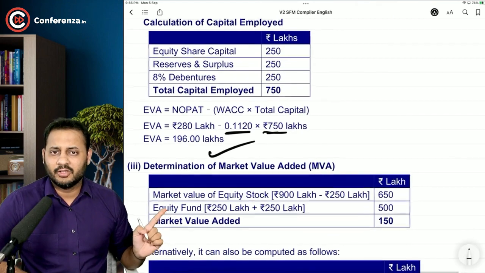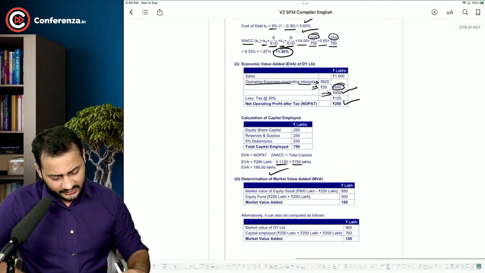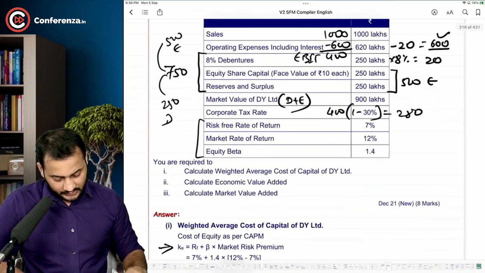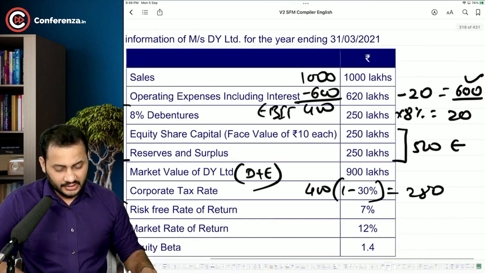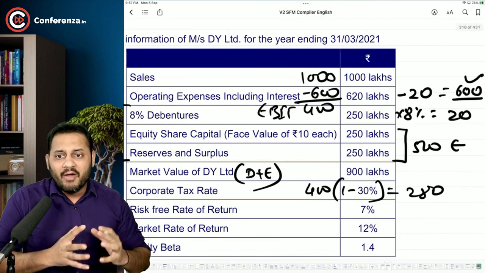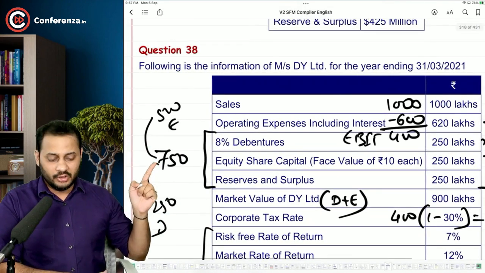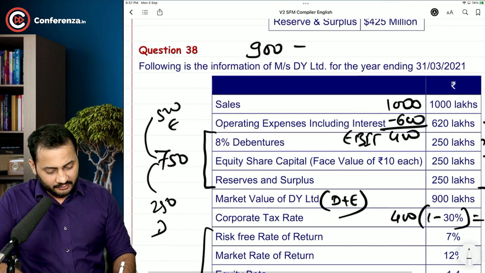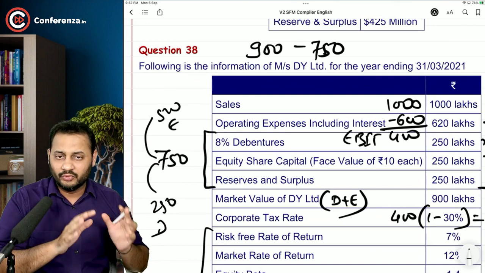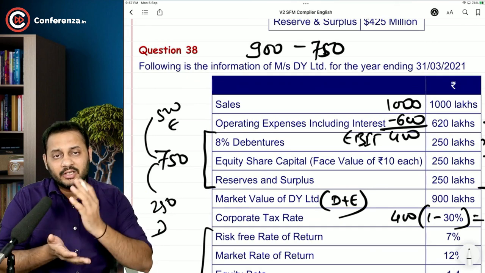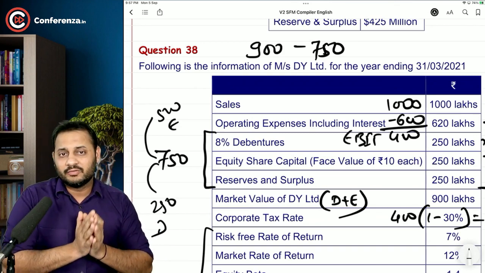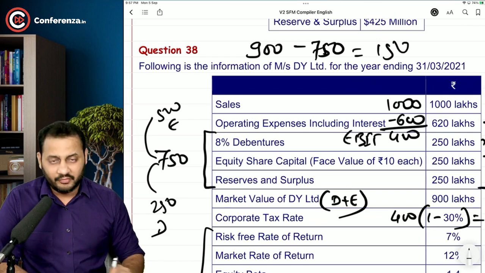Okay, determination of the market value is also easy. The question is also asking about the market value. I will show you. Yes, market value. Now understand one logic. This 900 lakhs of the market value includes debt and equity. So what is the book value of debt and equity? It's 750. So either you do this 900 minus 750, because both of them include the value of debt and equity. The only difference is 900 is the market value of debt and equity both, and 750 is the book value of the debt and equity both. So it will be 150.